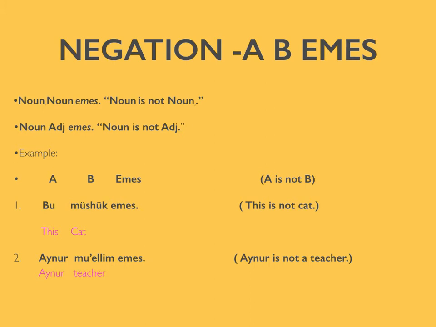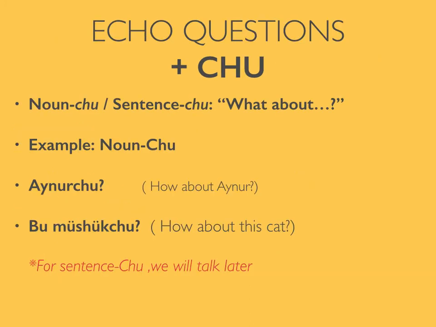So let's go to the next one. Echo questions, using the particle chu. For example, like what about? If something is already mentioned, for example, oh, Mary is going to the party, right? And then you say, how about Aynur? Aynurcu? So how about, right? Someone is mentioned and you're just echoing the question. Aynurcu, how about Aynur?